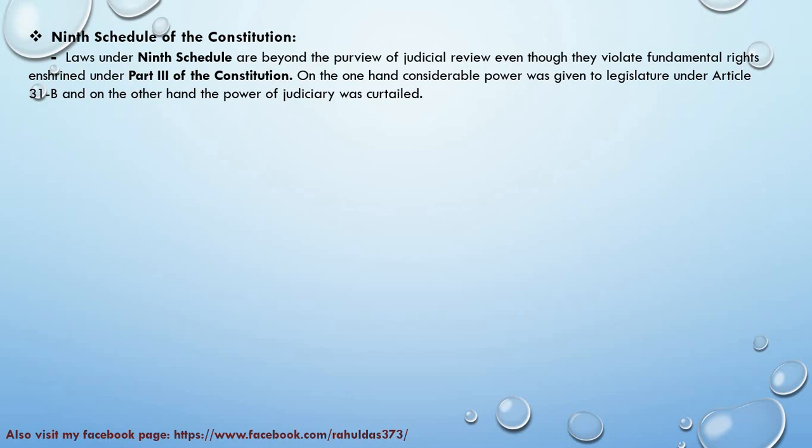Then on the one hand, considerable power was given to the legislature under Article 31B, and on the other hand, the power of the judiciary was curtailed. So the Ninth Schedule was related to Article 31B, and by inserting the Ninth Schedule in the Constitution, considerable power has been given to the legislature. The legislature itself has given this power to themselves, and on the other hand, the power of the judiciary, that is the power of judicial review, was curtailed. So this was about the Ninth Schedule of the Constitution.